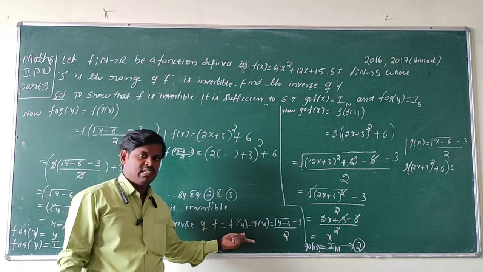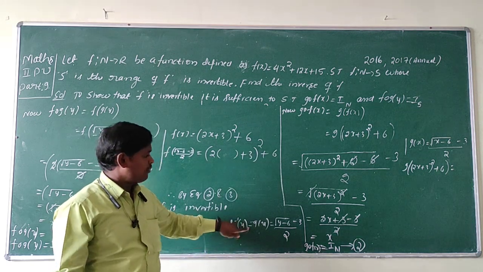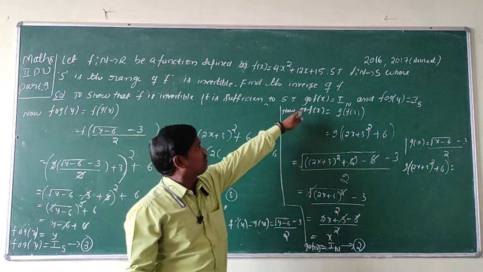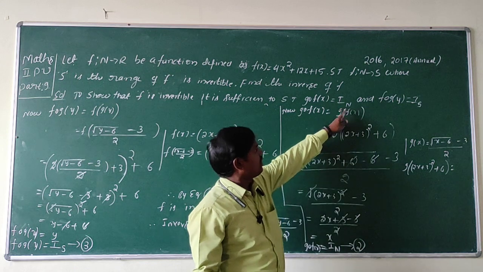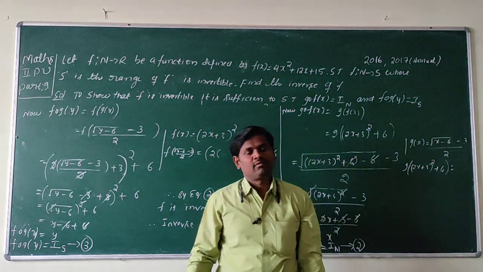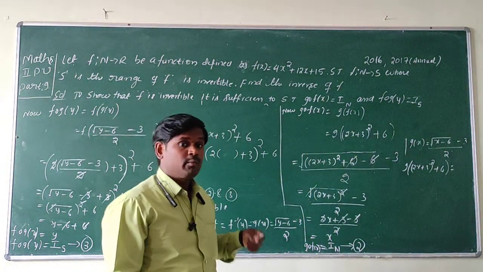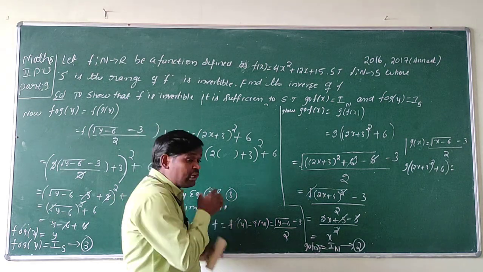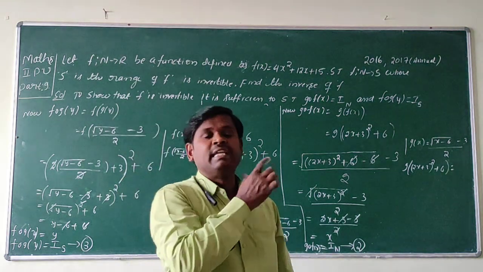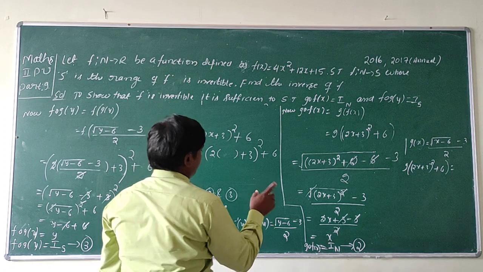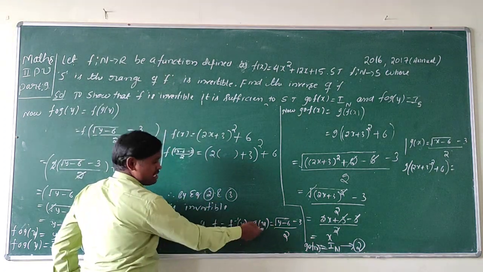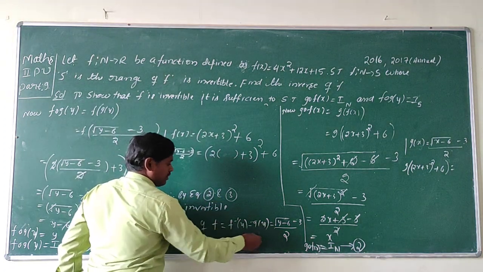That means we defined g of y initially. Finally we verified whether g circle f of x is equal to the identity function of N or not, and f circle g of y is equal to the identity function of S or not. On the basis of this, we conclude that it is invertible. Therefore the inverse of f is g of y, that is, f inverse of y. Okay, is it clear?